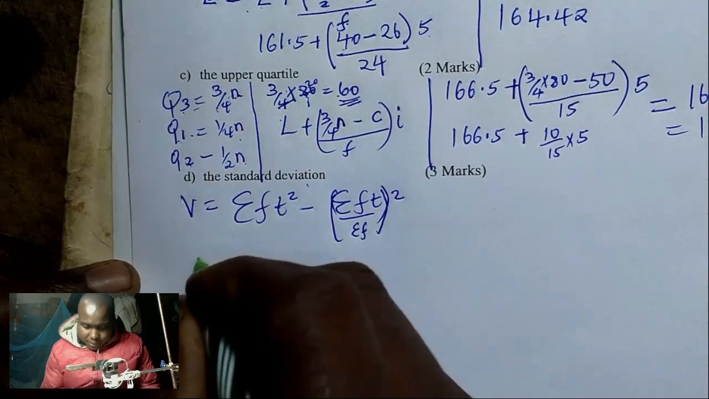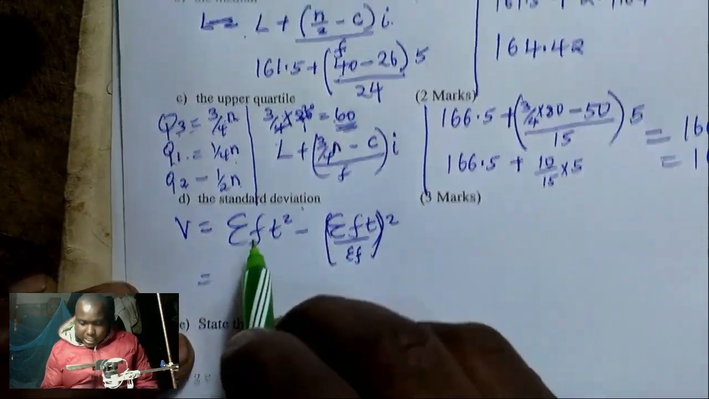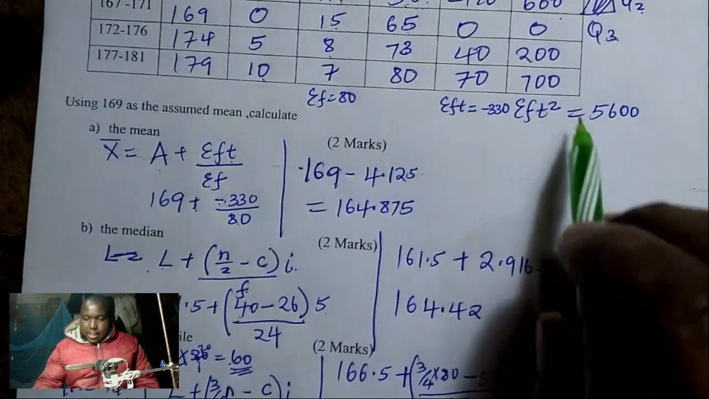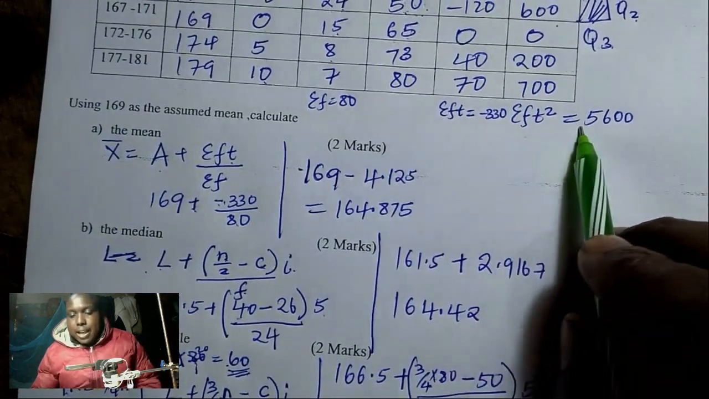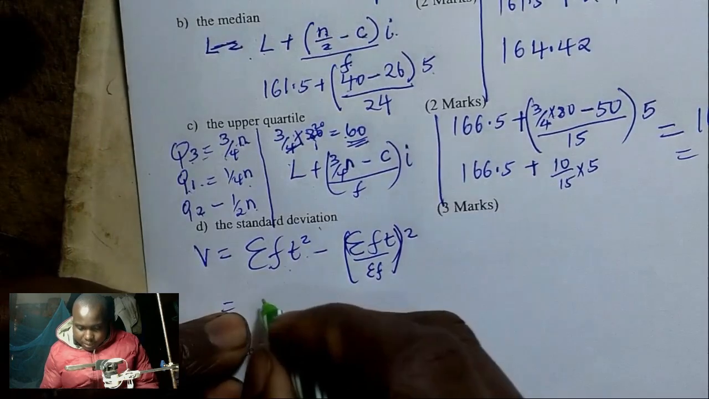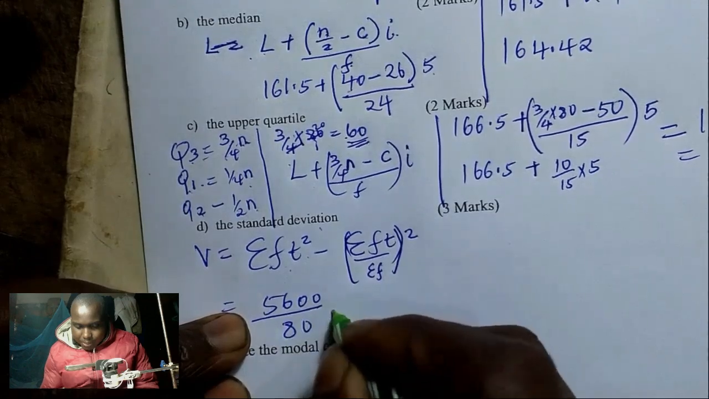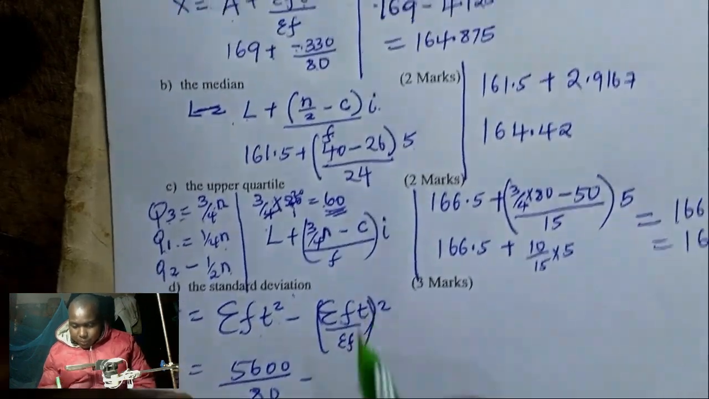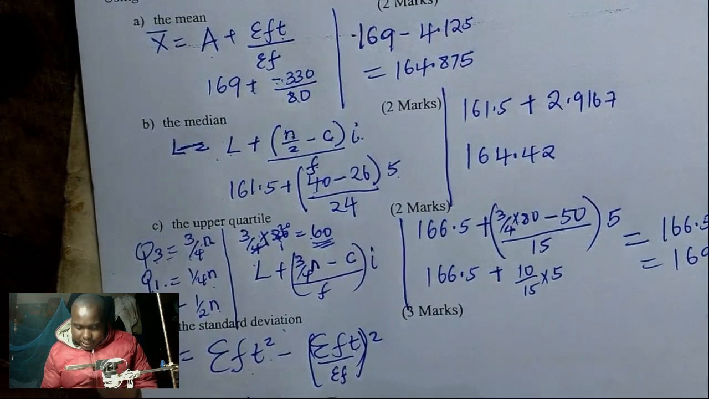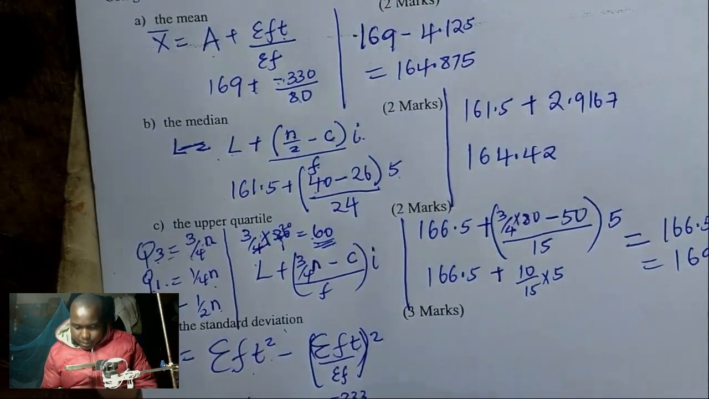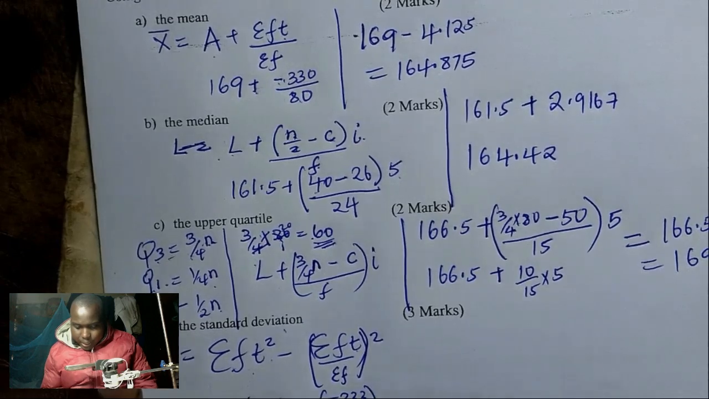So here, let us substitute. We had the summation ft squared here. That is 5600 divided by 80, minus summation ft, we have negative 33, divided by 80, then squared.